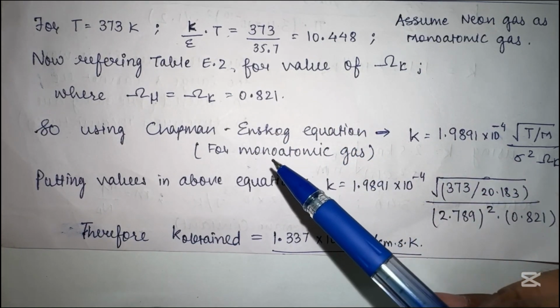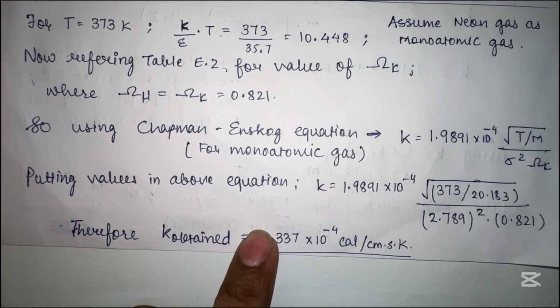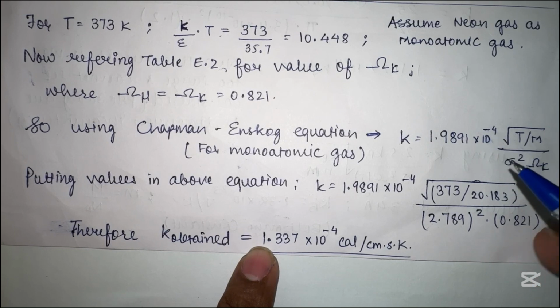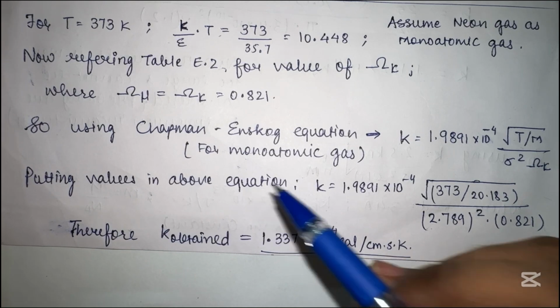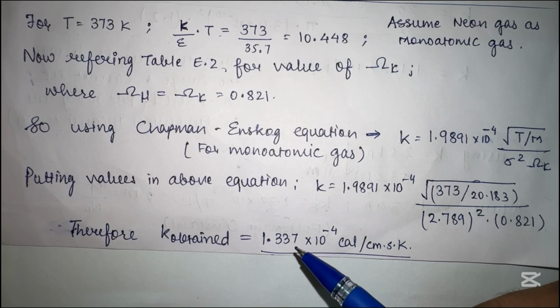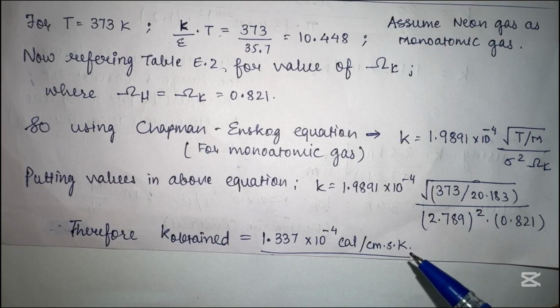Now using the Chapman-Enskog equation for monoatomic gas, which is given as k is equal to 1.9891 times 10 to the power minus 4 times the square root of temperature upon molar mass, whole upon molecular diameter squared times the collision integral of thermal conductivity. Now putting these values in the above equation, we get the value obtained for thermal conductivity as 1.337 times 10 raised to power minus 4 calorie per centimeter second Kelvin.